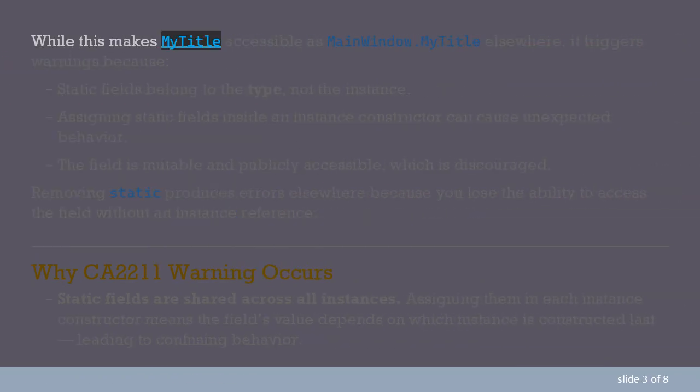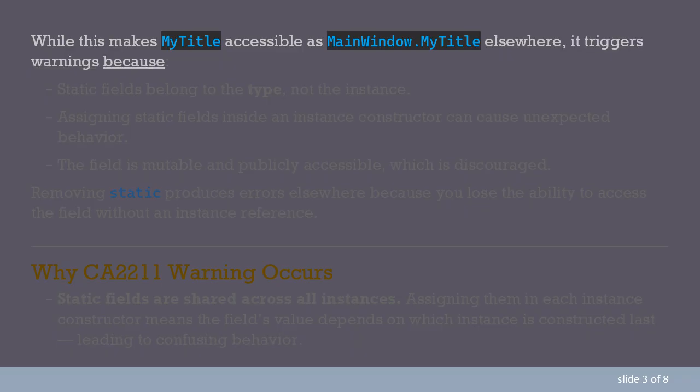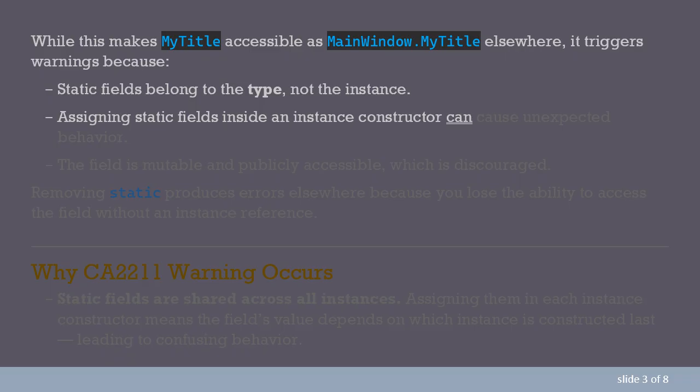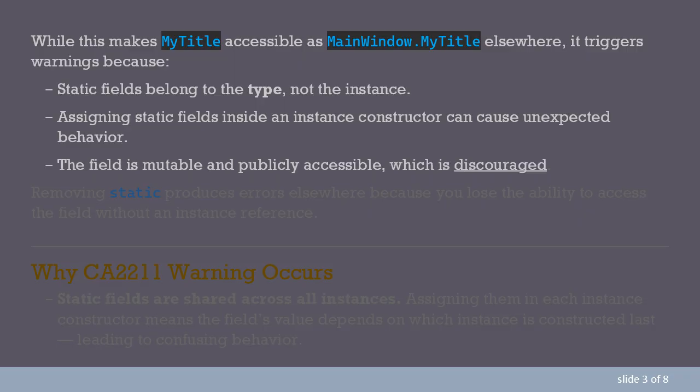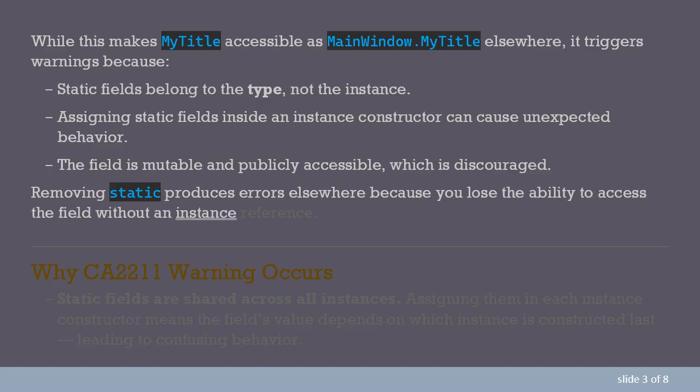while this makes myTitle accessible as MainWindow.myTitle elsewhere, it triggers warnings because static fields belong to the type, not the instance. Assigning static fields inside an instance constructor can cause unexpected behavior. The field is mutable and publicly accessible, which is discouraged. Removing static produces errors elsewhere because you lose the ability to access the field without an instance reference.